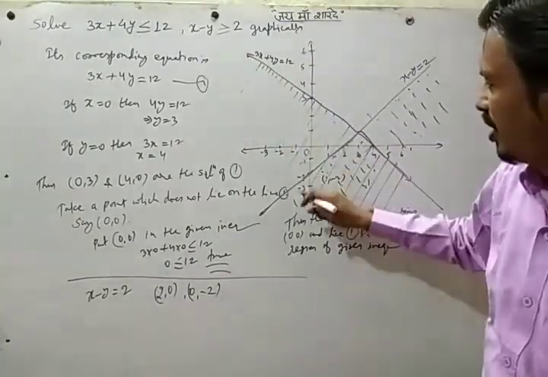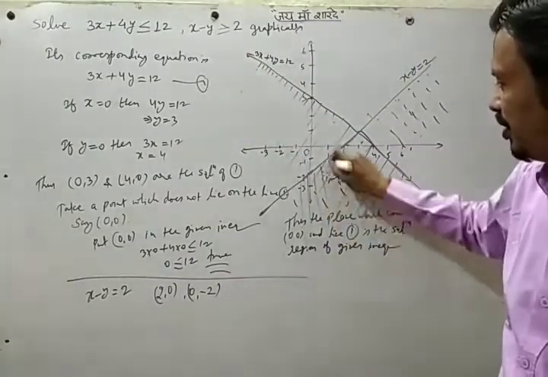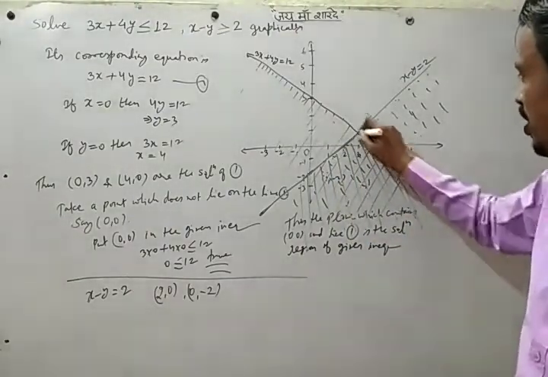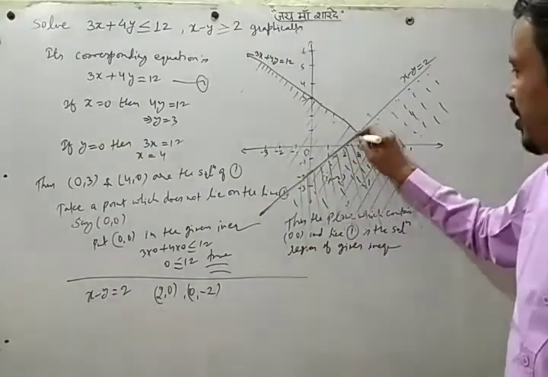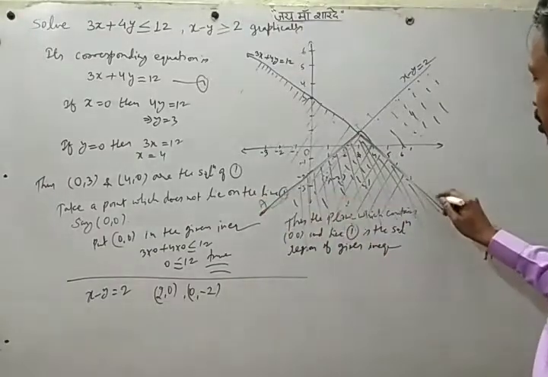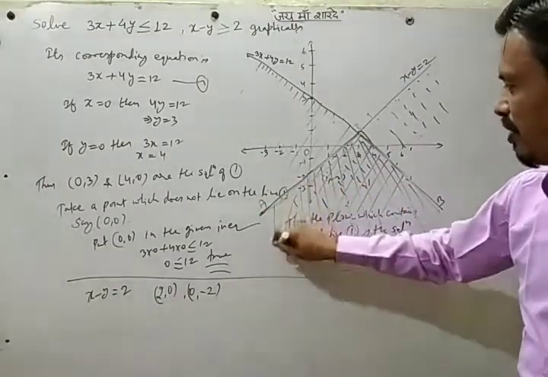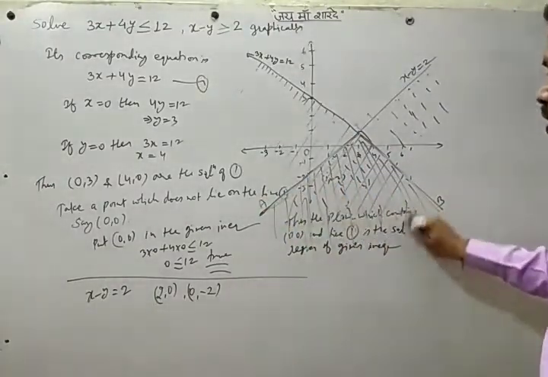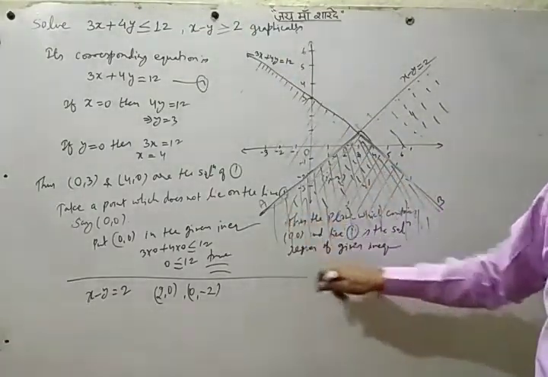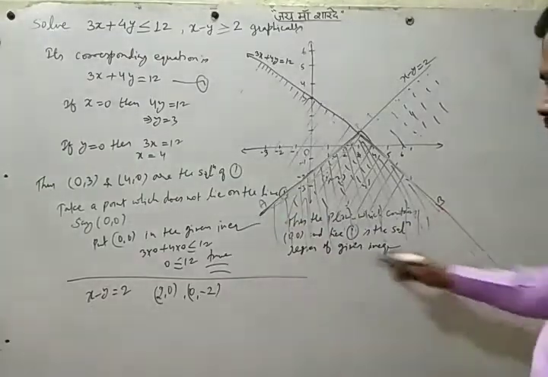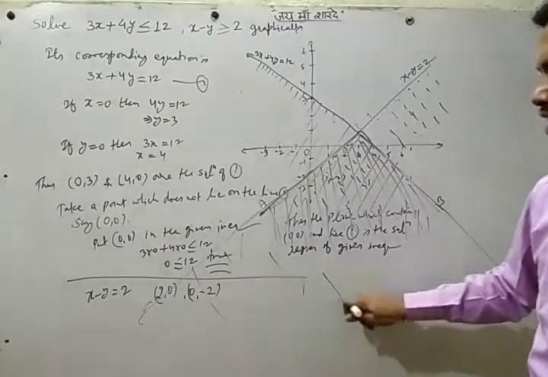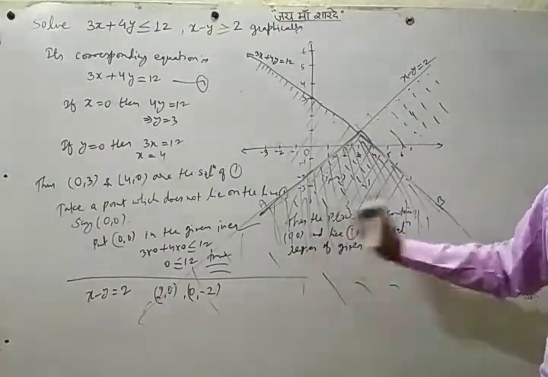Okay, this is our required solution, including these lines. These parts are our O, A, B. So this is our required solution of these inequations, and it is unbounded. It can go like so. It is an unbounded region. So its solution is an unbounded region.